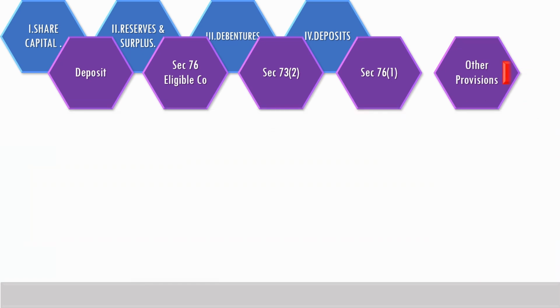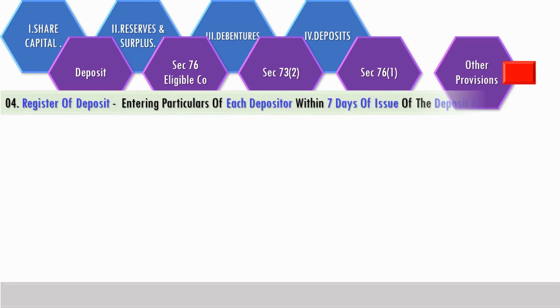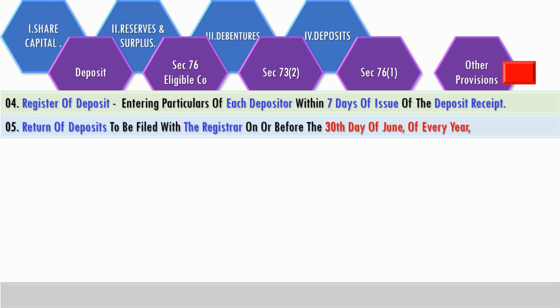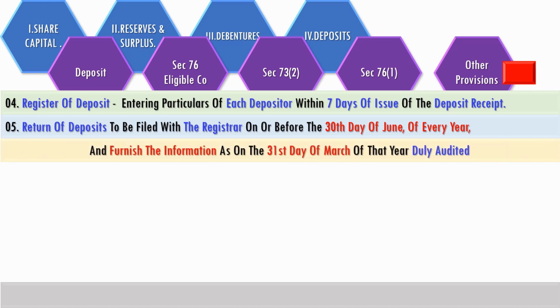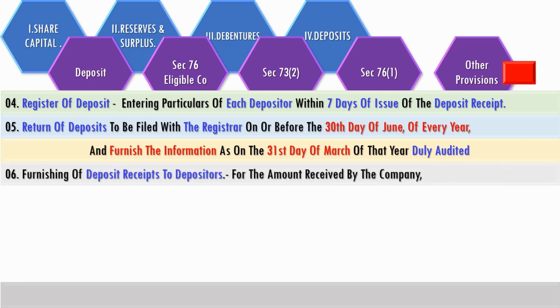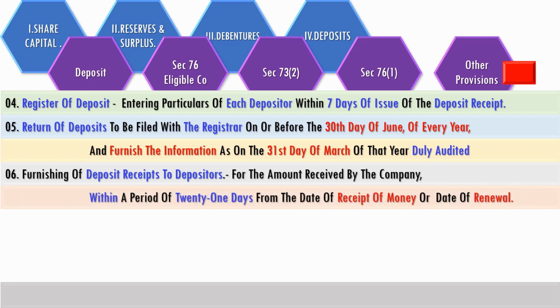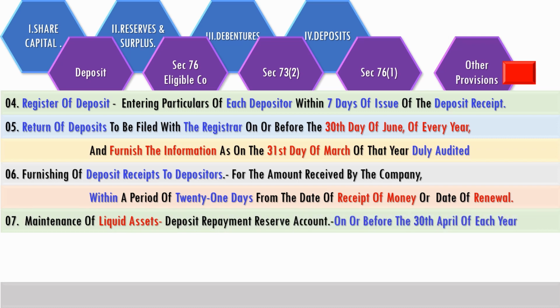The company shall maintain a register of deposit entering particulars of each depositor within 7 days of issue. It shall file a return of deposits with the registrar on or before 30th day of June every year and furnish information as on 31st day of March duly audited. It shall furnish deposit receipts to the depositors for the amount received within a period of 21 days from the date of receipt of money or from the date of renewal.